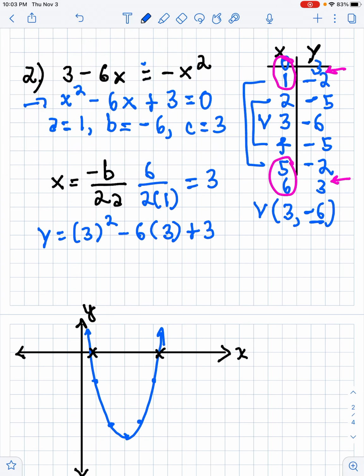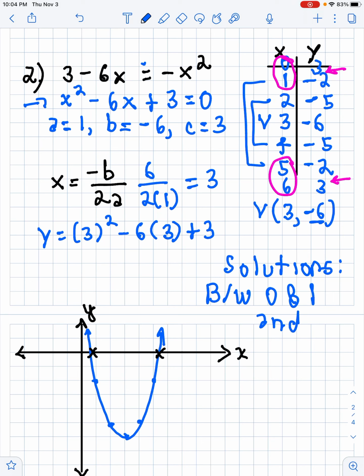So as far as our solutions here, our solutions are not nice integer values. They are between, now I'm going to use b/w for between, so I don't have to write it out. They're between 0 and 1, and between 5 and 6. They're not specific integers, but they are the solutions of this equation.